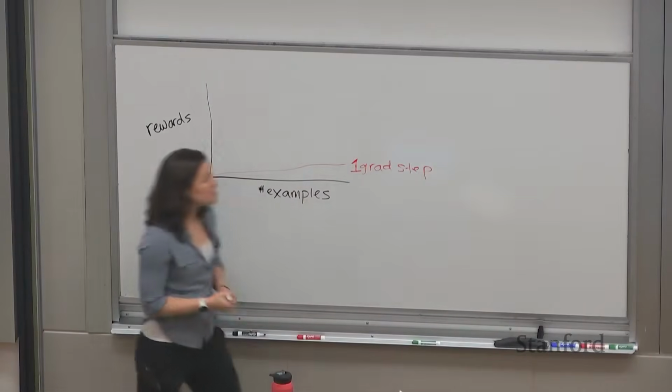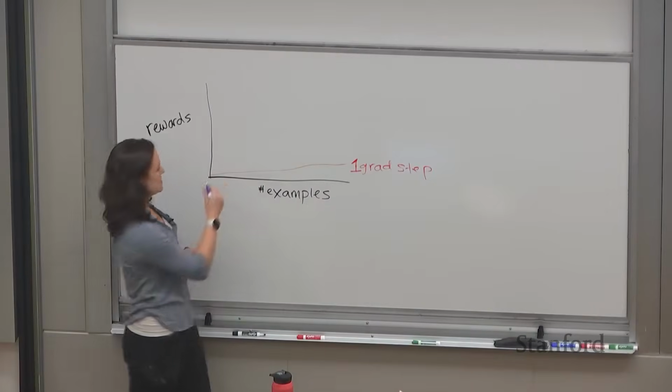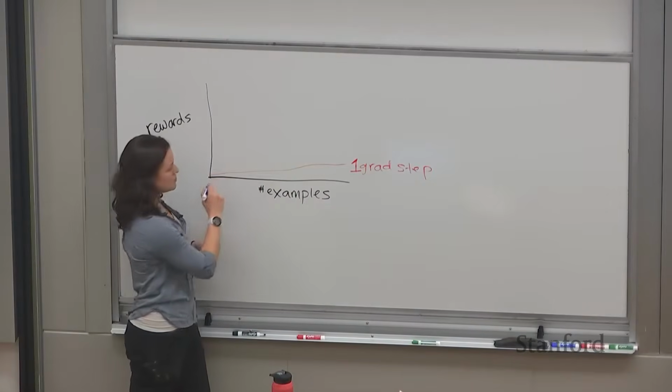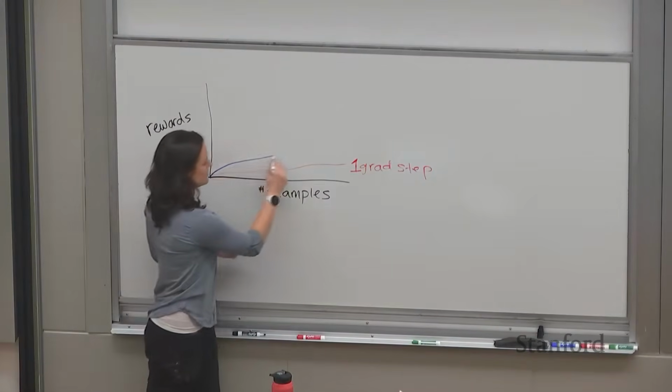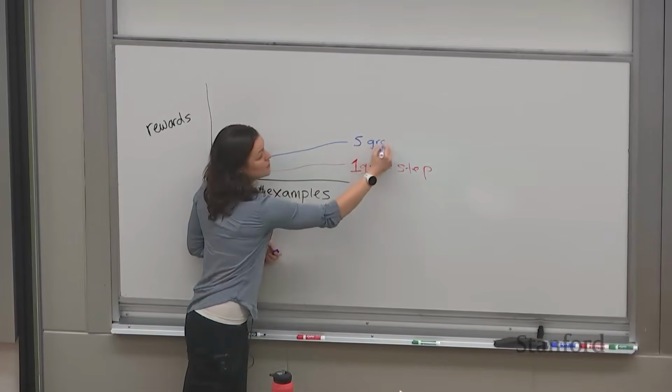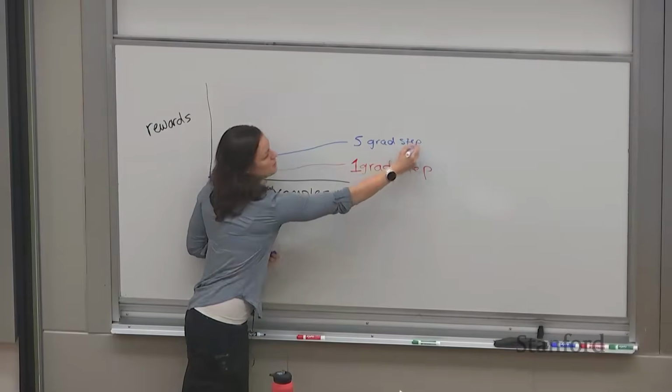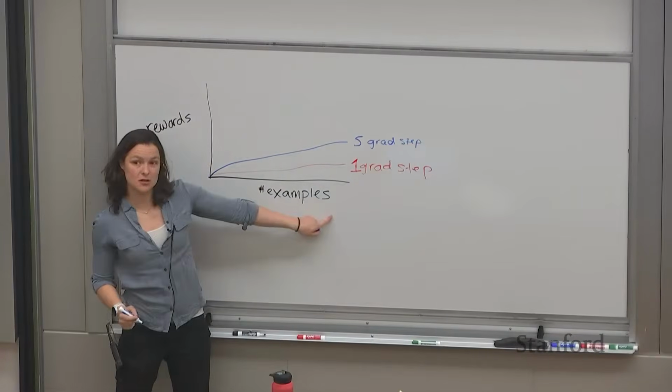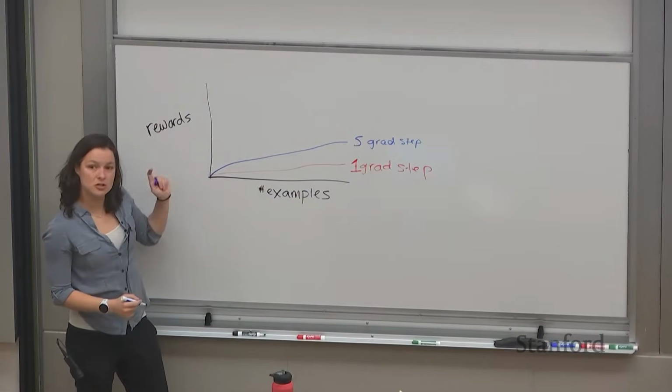Now say you increase this a little bit, so you take like 5 gradient steps. Then you should learn a little bit faster. So maybe you'll learn something like this, because you're taking more gradient steps per data point. And so with respect to the amount of data that you're collecting, your reward should increase more.